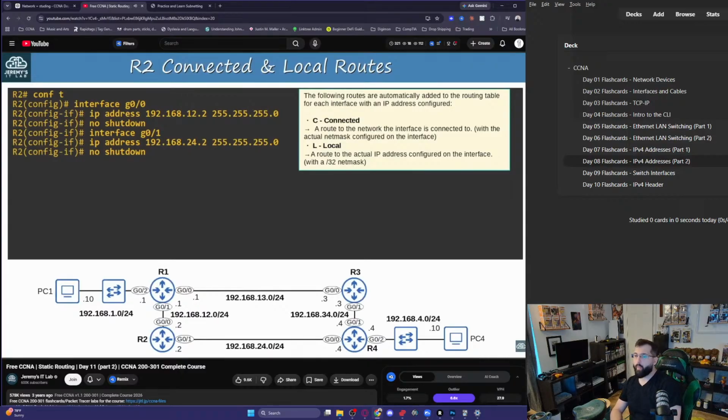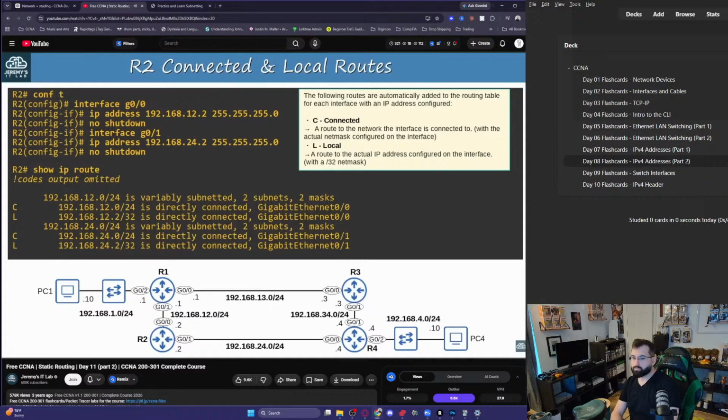Well, the connected routes are routes to the networks R2's interfaces are connected to. Okay, I'm starting to understand. The connected route is the route to the network the interface is connected to, and the local route is the IP address that's configured on the interface. One route to 192.168.12.0/24 and one route to 24.0/24. And then the local routes are to the exact IP addresses configured on R2's interfaces. So there should be a route to 192.168.12.2/32 and a route to 24.2/32.